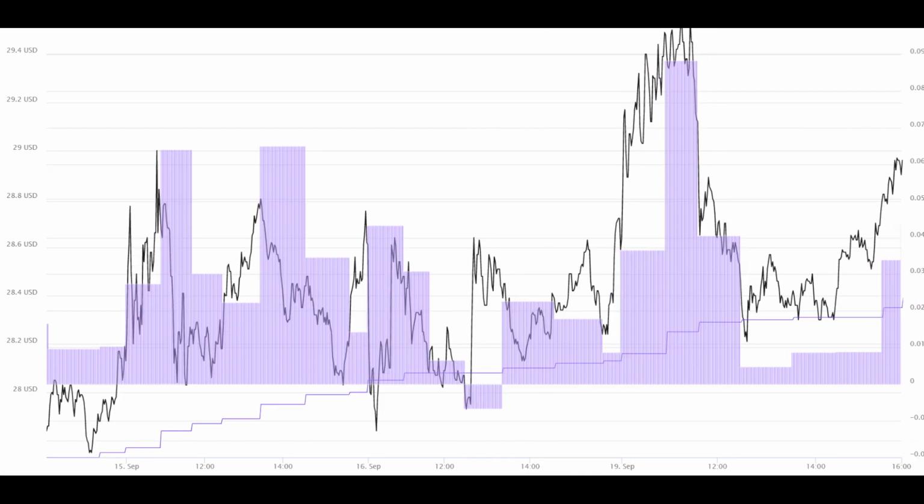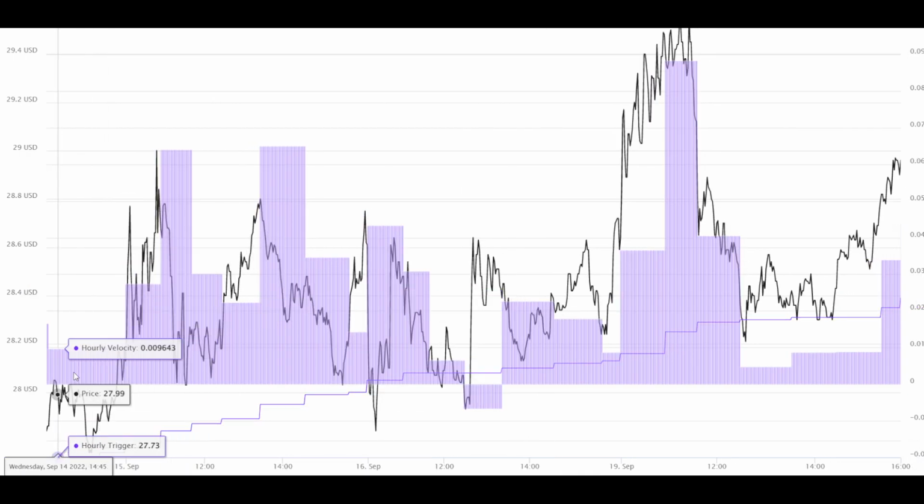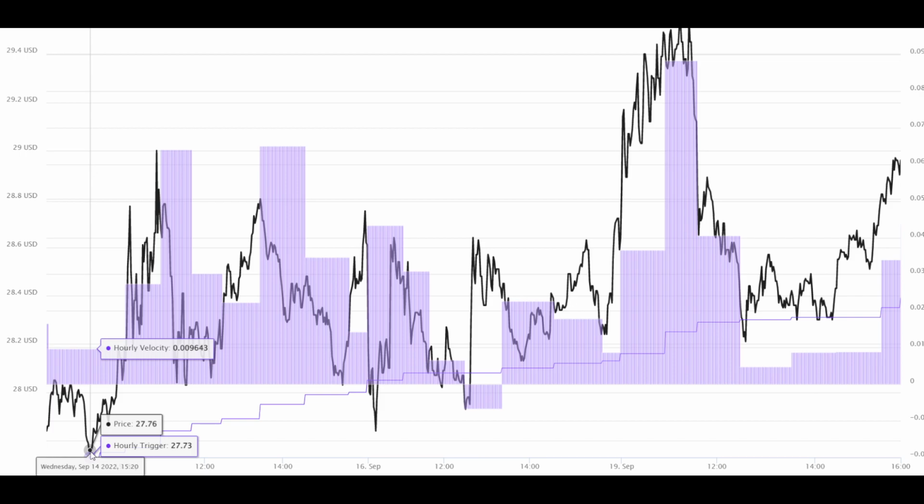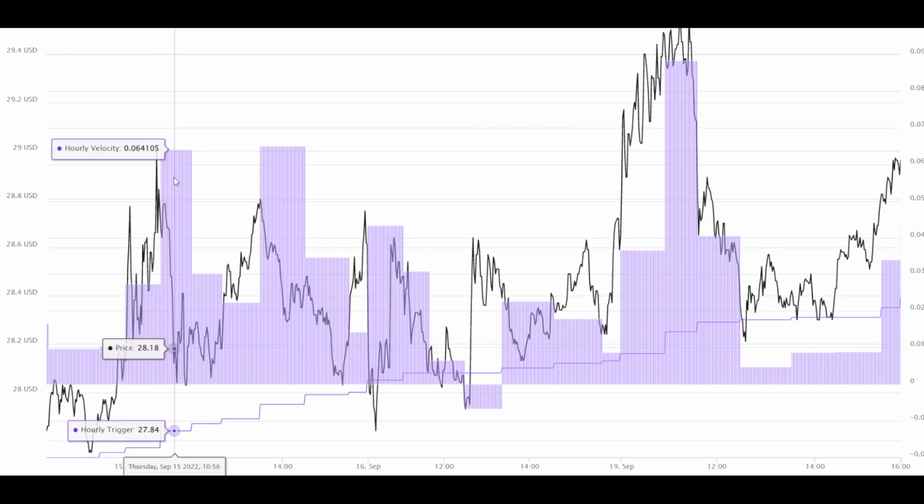Now, if I take away the 1 minute trigger and the 5 minute trigger and just render the hourly velocity, you can see the hourly velocity over here was positive 0.009, which isn't even that impressive. But look what happened when price went to the hourly trigger with positive velocity. Caused a nice sharp move right back up. Now over here, we're working with 0.06.